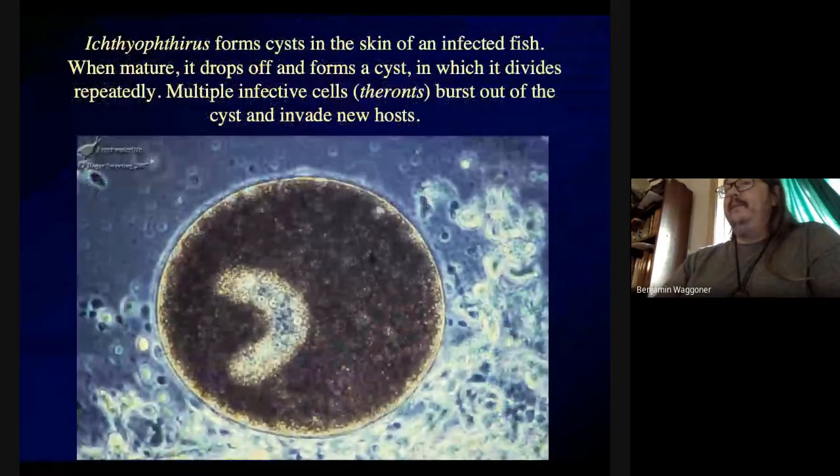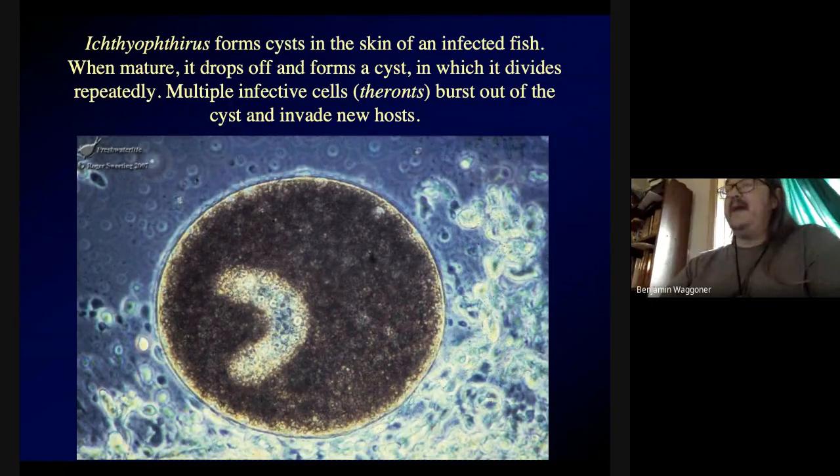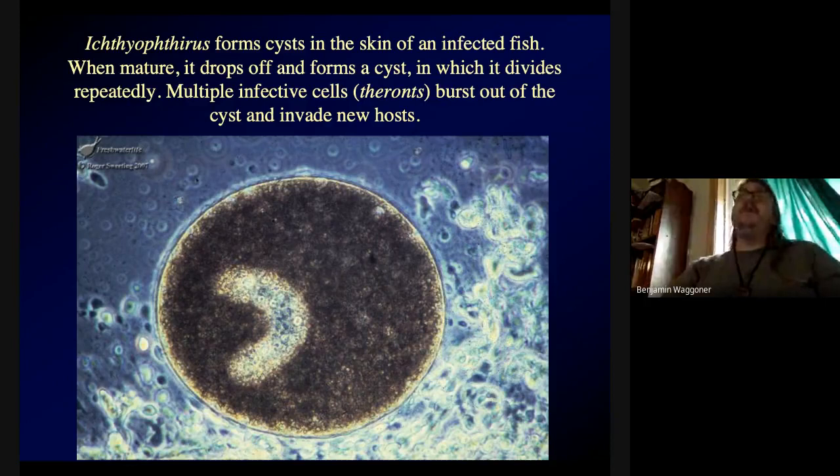That's what it looks like. It forms those cysts, those white specks in the skin of an infected fish. When it's mature, they drop off and they form another type of cyst on the bottom and divide repeatedly. And multiple infective cells come bursting out of those cysts and then go on to invade new hosts. That's all I'm going to say about it. That's one of the few ciliates that significantly parasitizes vertebrates. If any of you ever work in an aquarium or in the pet trade or just keep a tank, it might be something you'll encounter.